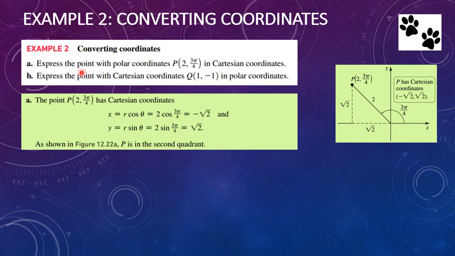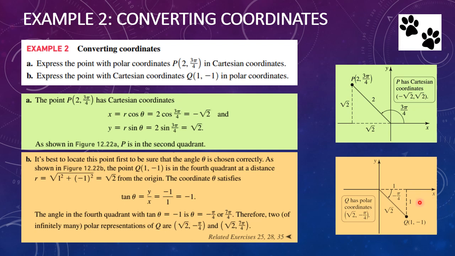For part B, we're given Cartesian coordinates, and now we have to define them in terms of polar coordinates. Here we can see negative 1 and negative 1 down here. It's best to locate this point first to be sure that the angle theta is chosen correctly, as best shown in figure 12.22 to the right.